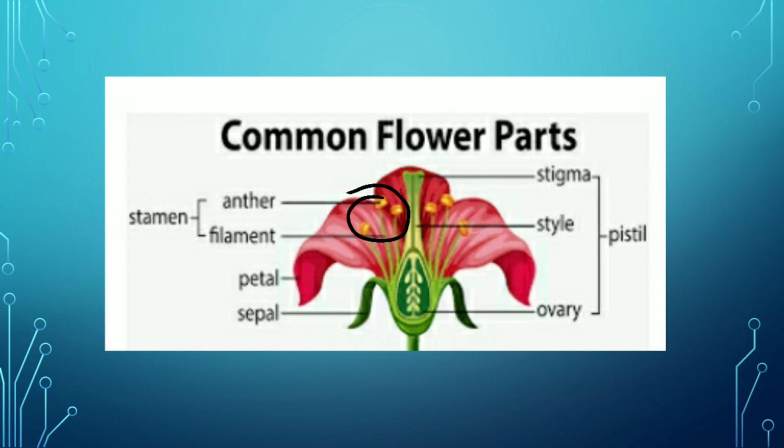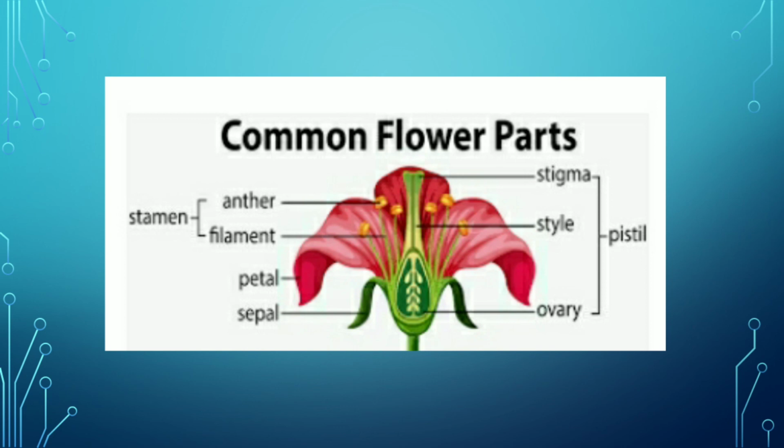So, stigma. It is the terminal part of the carpel. It helps in the attachment of stigma to the ovary. Now, ovary. It is the swollen bottom part of the carpel. It contains ovules having an egg cell or female gamete.